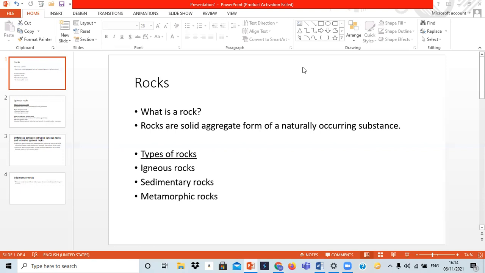Okay, Salma, you can read. What is a rock? Rocks are solid aggregate form of a naturally occurring substance.